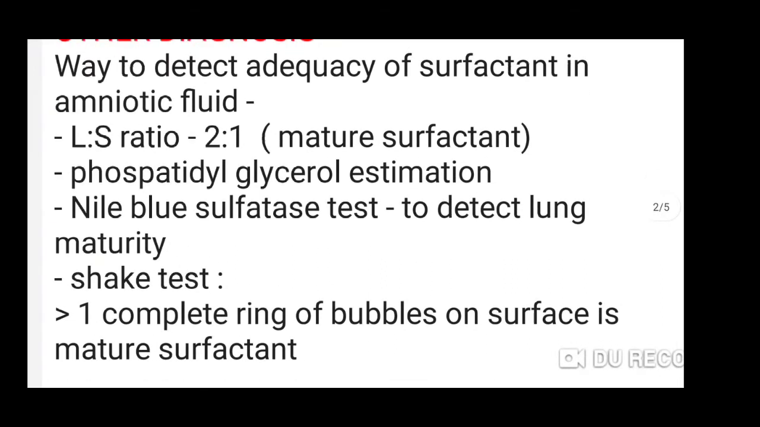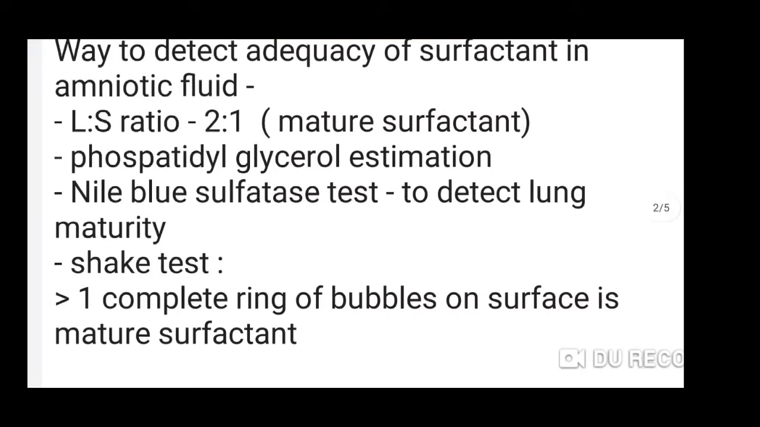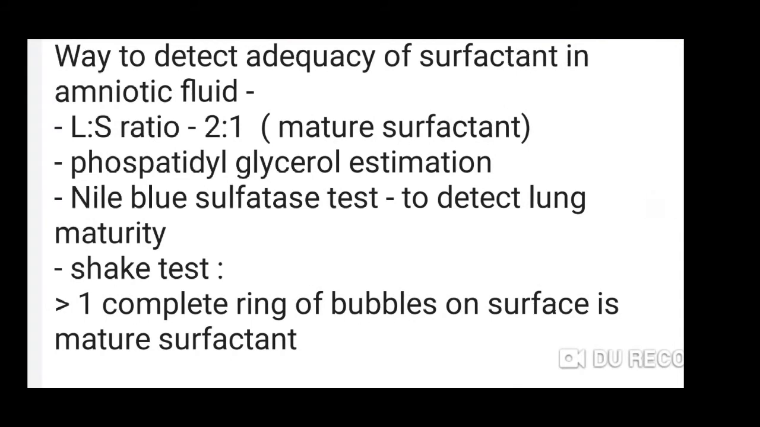In the shake test, more than one complete ring of bubbles on the surface indicates mature surfactant. We have to take one tube, put the amniotic fluid in the tube, and we will see a ring formation. A blue color of the ring formation is there. More than 1 centimeter complete rings we can see in the bubble form. If more than one complete ring is present, then it is mature surfactant.